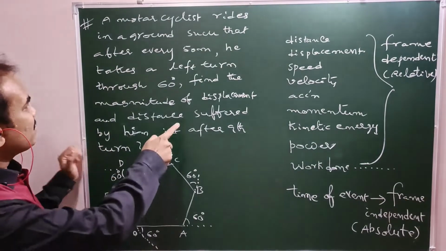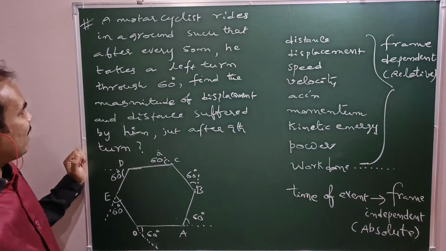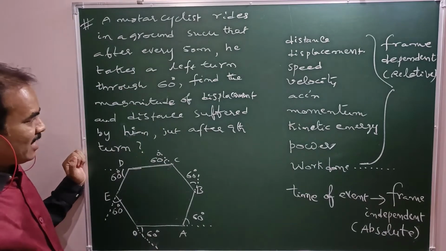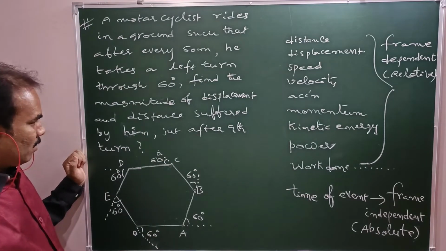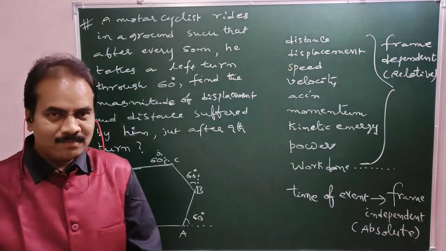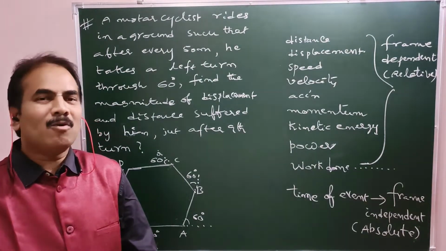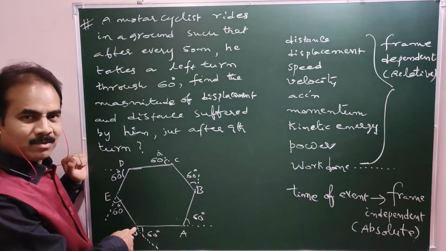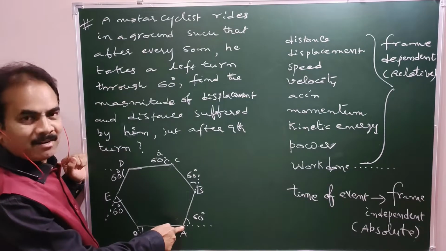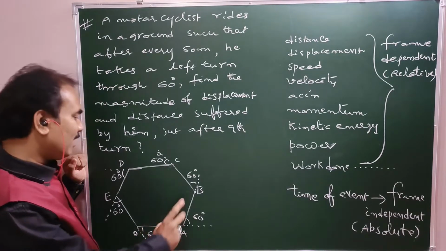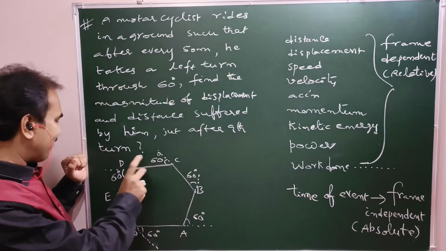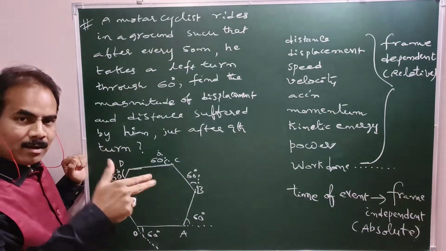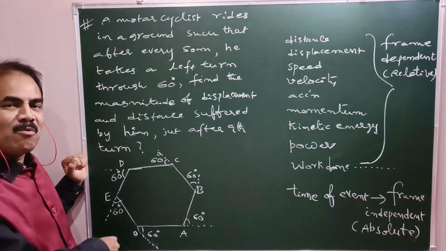Okay. But the question is, find the magnitude of displacement and distance suffered by him just after the ninth turn. Just after the ninth turn, estimate the position of the motorcyclist. For example, O is the starting point or initial position. This is the first turn after covering 50 meters. This is 50, this is 50, 50 meters and so on. So, after the ninth turn, estimate the final position of the motorcyclist.